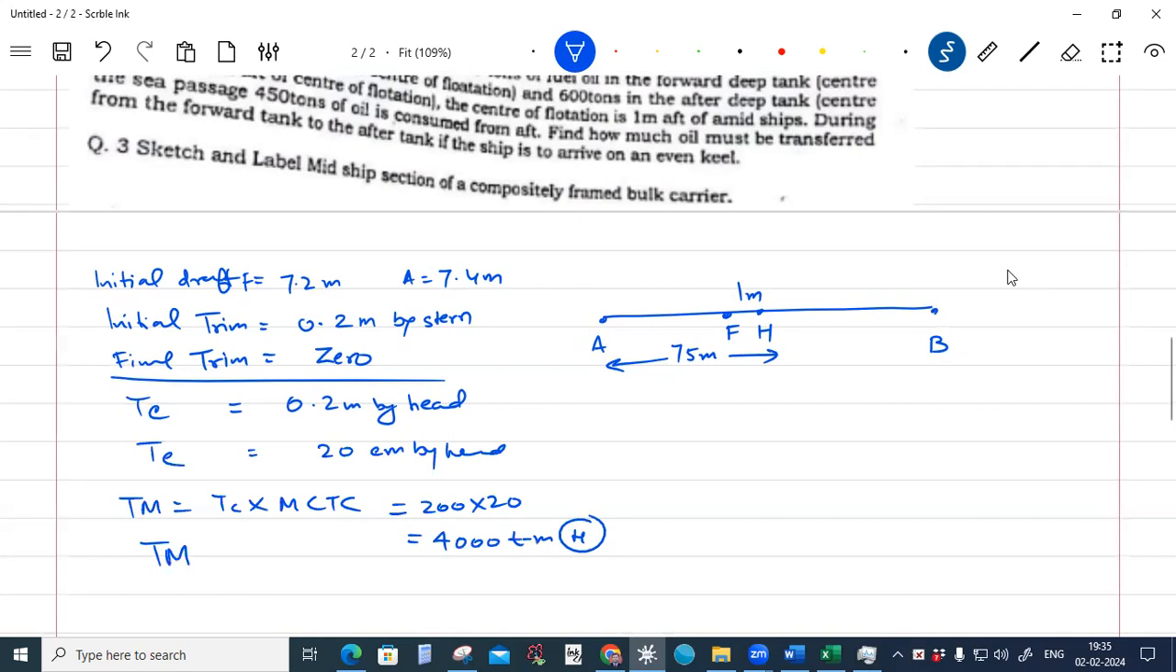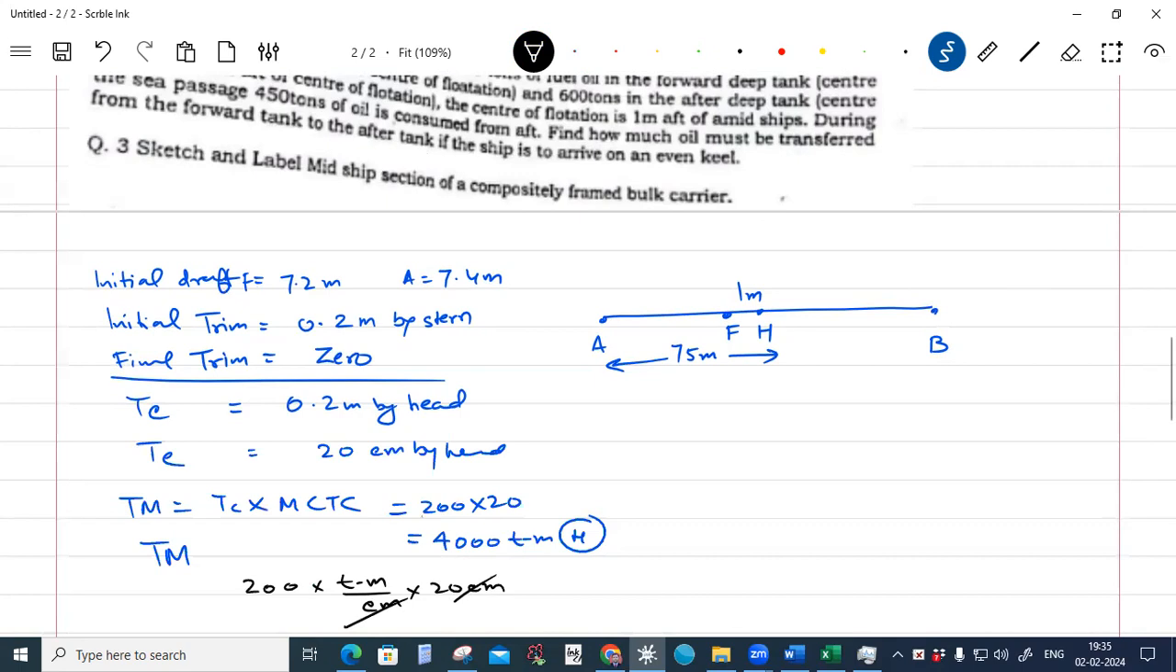So this will be ton meter. The 20 centimeter was not taken. MCTC is the moment to change the trim by 1 centimeter. What is the unit of 200? 200 ton meter per centimeter into 20 centimeter. Now tell me what will come? Ton meter will come. So this is the trimming moment. Now keep this information handy.